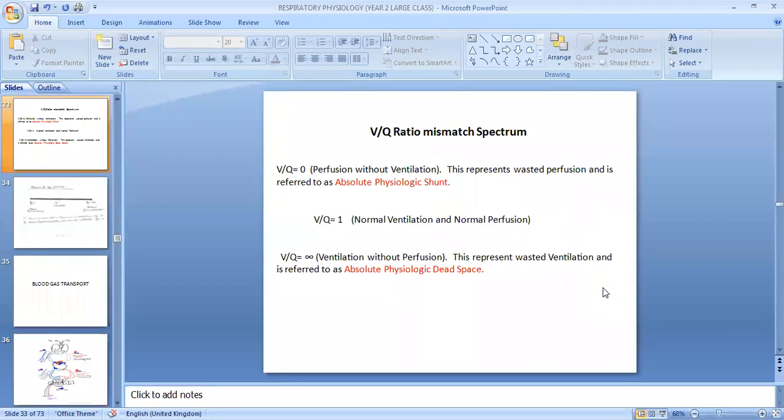VQ ratio mismatch spectrum. I've indicated that the VQ ratio can range from 0 to infinity. 0 is when there is no ventilation, but there is perfusion. So V is 0, the numerator is 0, but the denominator is there, so the answer is 0. That is perfusion without ventilation. This represents a wasted perfusion because the blood is going there, but it's not picking anything up, and it is also referred to as absolute physiologic shunt.